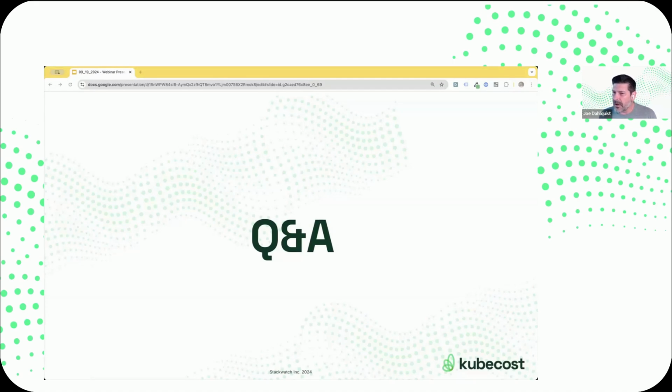Next question we've got from Paul is, can Kubecost also monitor general cloud storage and computing usage and help reduce, for example, cloud bloat? I'll let you run with that one, Chip.